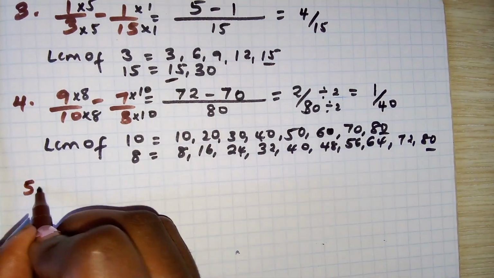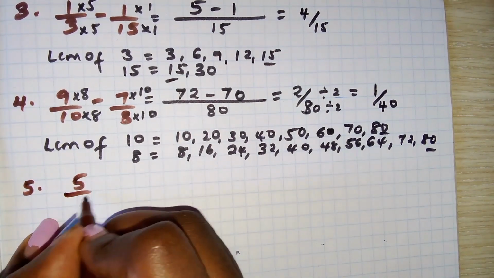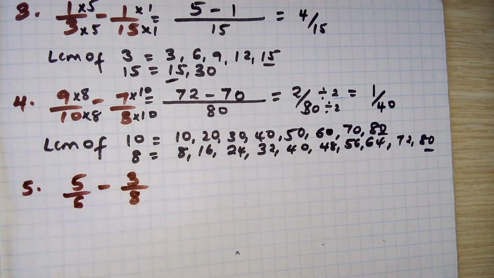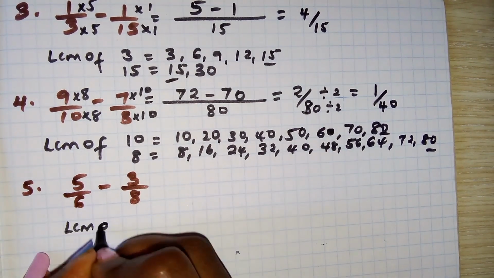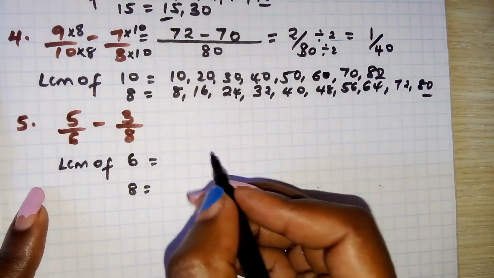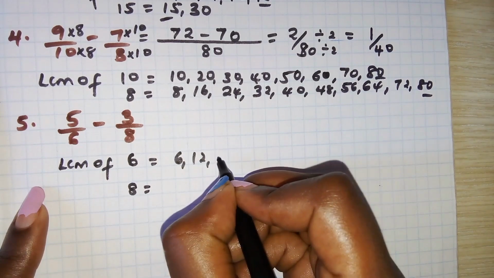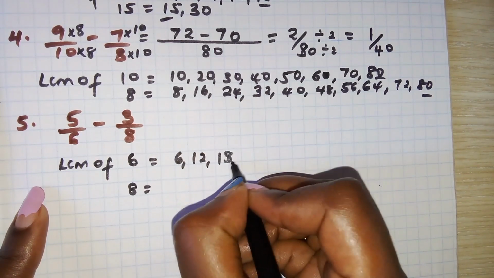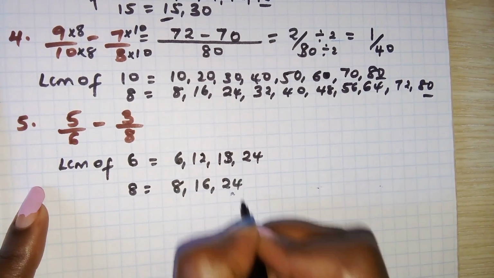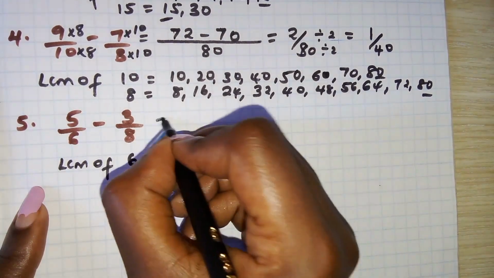Now the last one on subtraction, we have 5 over 6. And as usual, by the way, you can pause the video, try it and see whether we get the same answers. So LCM of 6 and of 8. 6, 12, 18, 24. 8, 16, 24. So the LCM is 24.